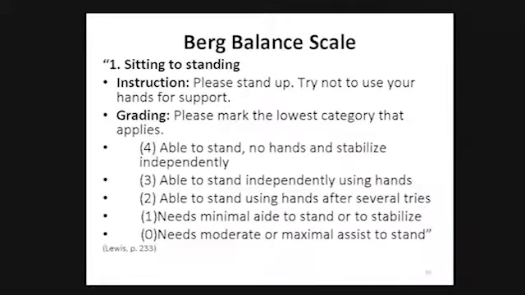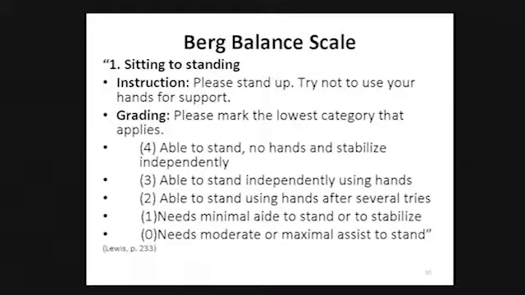Easy equipment to use. Okay. Number 1, please stand up. Don't use your hands. Easy enough to do. You watch them stand. 4 points if they could stand independently. 3 points if they use their hands. 2 points, well, they had to use their hands and it took them a few tries. Okay, 1 point if they needed a little bit of assistance to stand or stabilize, maybe you gave them a little cueing, a little help. 0 points, they needed moderate or maximal assistance to stand.